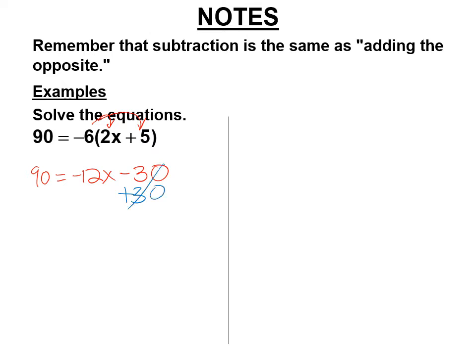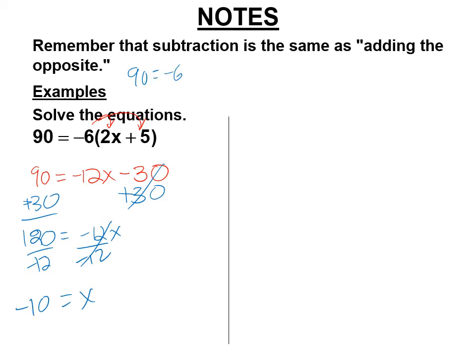So we add 30 to both sides. 90 plus 30 is 120 equals negative 12x. Divide both sides by negative 12. Right? And x equals negative 10. That's the only number you can put in that equation that will make it all work out.